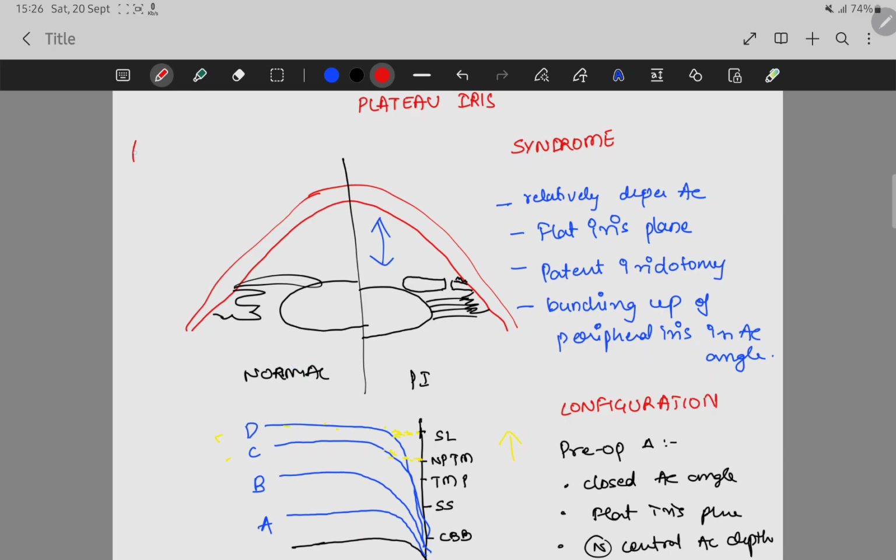Then what is pseudo Plateau iris? So pseudo is because of the presence of cysts of iris and the ciliary body. So in this one page you can understand what is Plateau iris syndrome, pseudo Plateau iris, and configuration. Understood? So this is very important to understand. Just remember this.